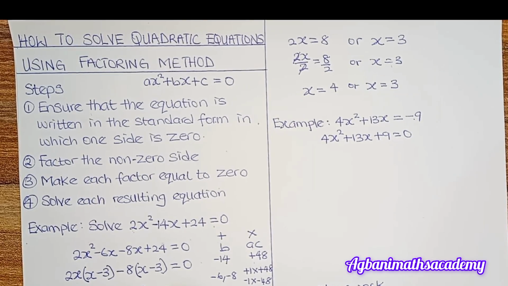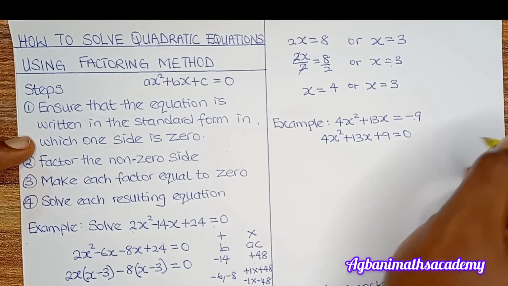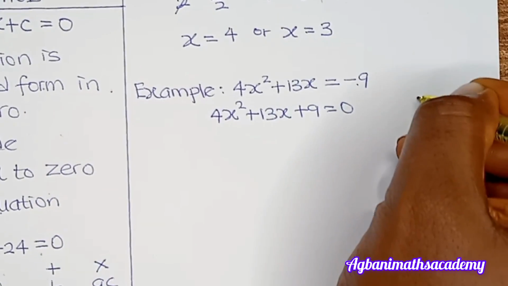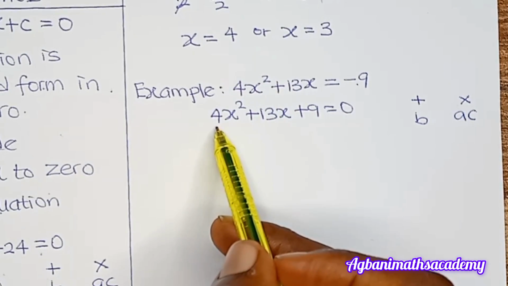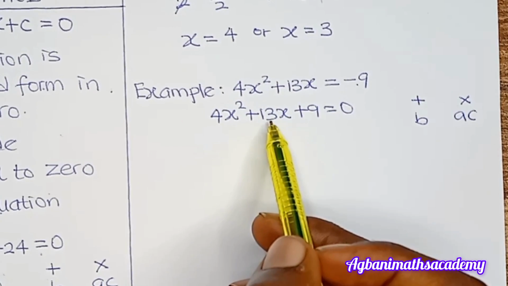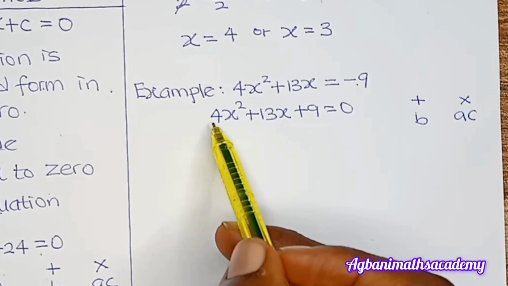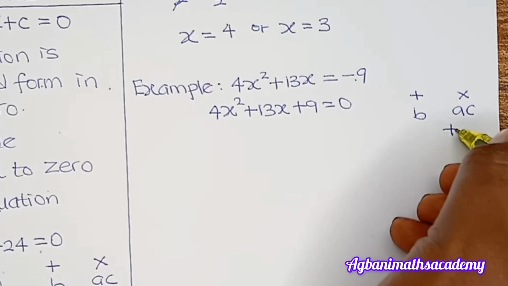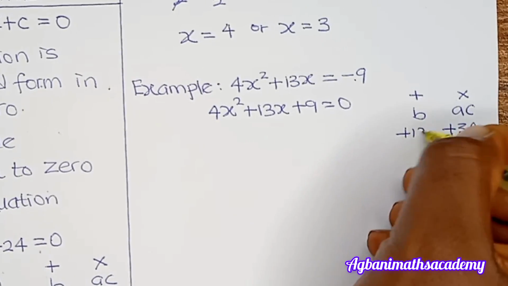The next step is factor the non-zero side. So we have to factor this side. How do we do that? Look for two numbers that will multiply to give us AC and add to give us B. Over here, we know that our A is 4, our B is plus 13, and our C is plus 9. So AC will become 4 times 9, which is 36. So we have plus 36, and our B is plus 13.